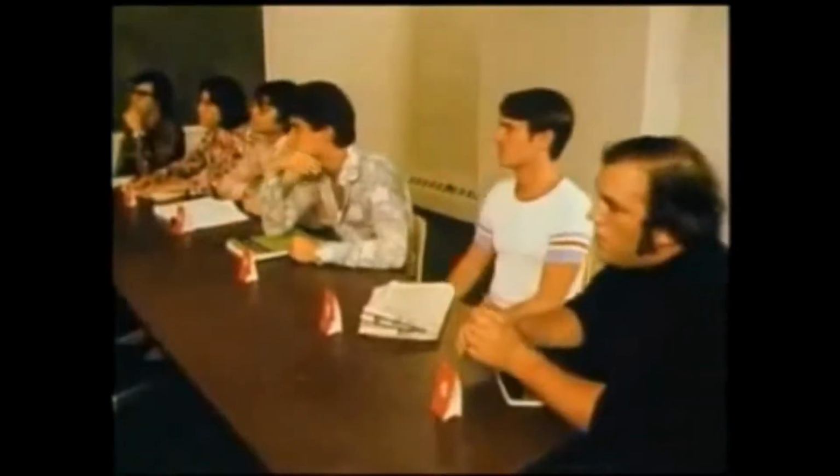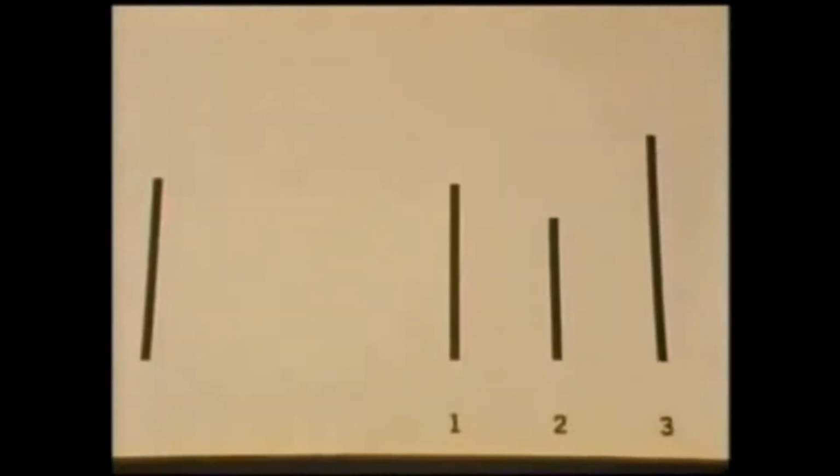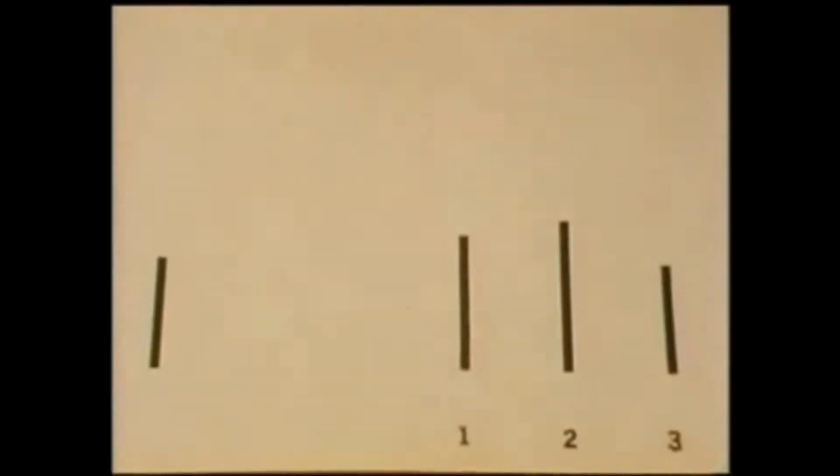The experiment you'll be taking part in today involves the perception of lengths of lines. As you can see here, I have a number of cards, and on each card there are several lines. Your task is a very simple one. You're to look at the line on the left and determine which of the 3 lines on the right is equal to it in length. All right, we'll proceed in this order.